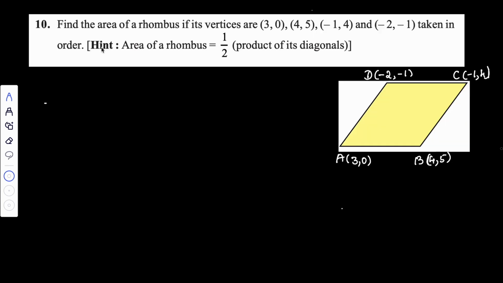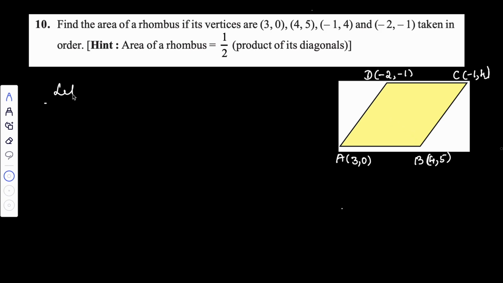Now we are going to the 10th sum. Find the area of the rhombus if its vertices are (3, 0), (4, 5), (-1, 4) and (-2, -1) taken in order. Here there is a rhombus. I named it as ABCD, and A is (3, 0), B is (4, 5), C is (-1, 4), D is (-2, -1). Already a hint is given here. Area of the rhombus is equal to half into the product of the diagonals. So we need to find both the diagonals AC and BD, and we have to apply the formula.